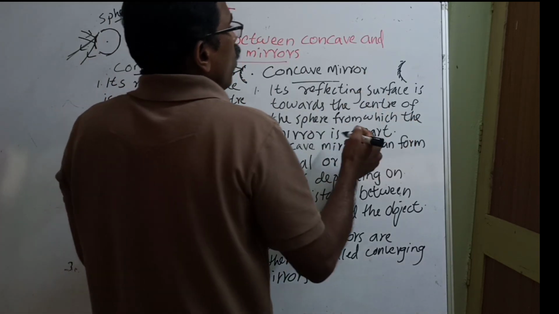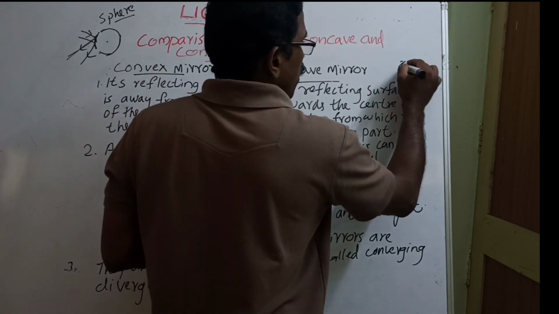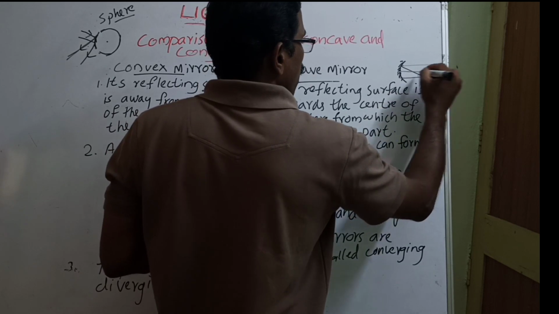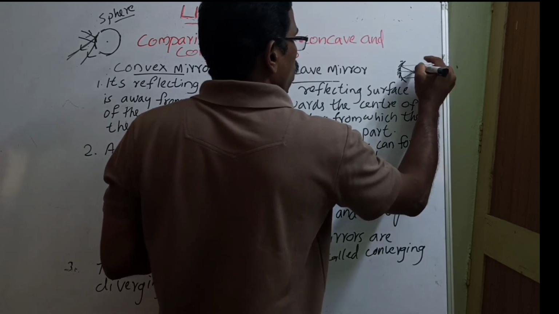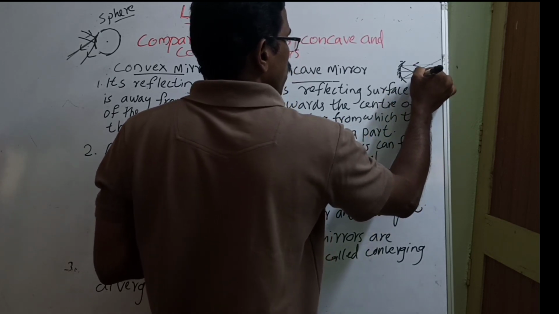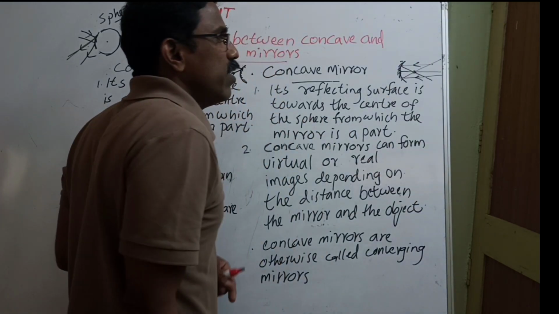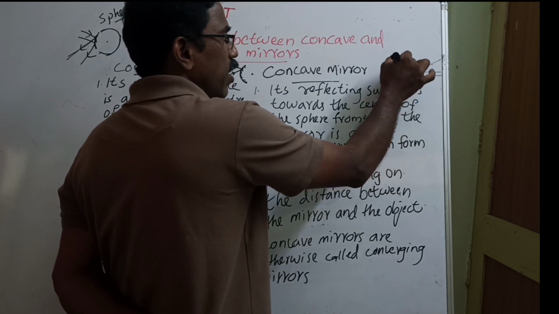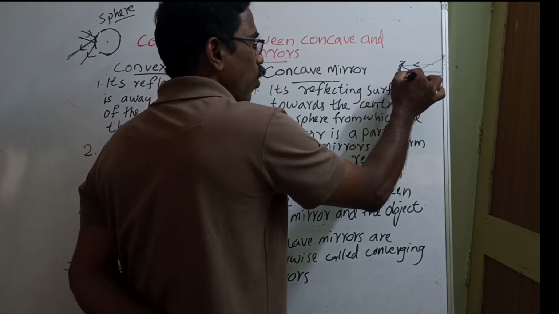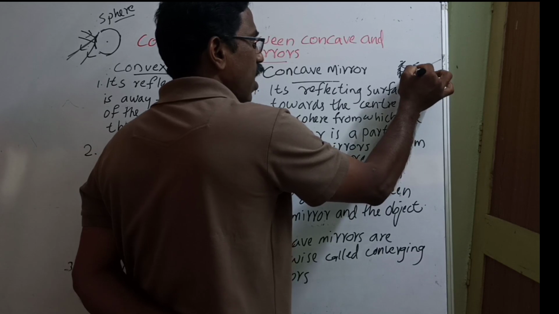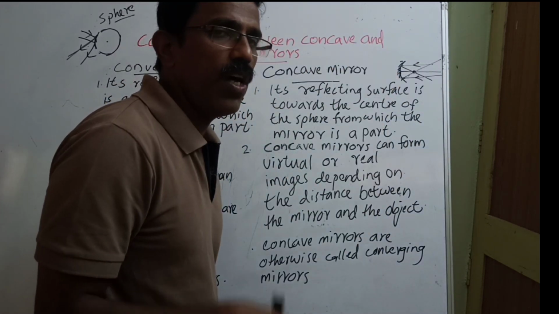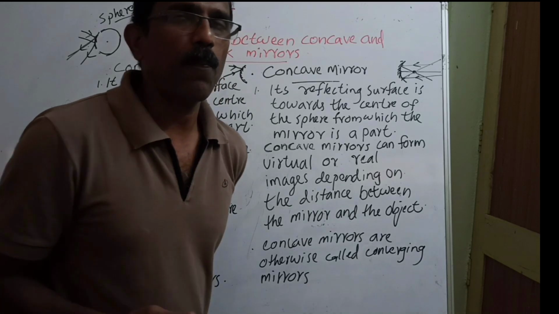But in the case of a concave mirror, you can see that after reflection all the light rays go through a point. All the light rays converge. The light rays after reflection pass through a point. All the light rays converge to a point. That is why a concave mirror is called a converging mirror.